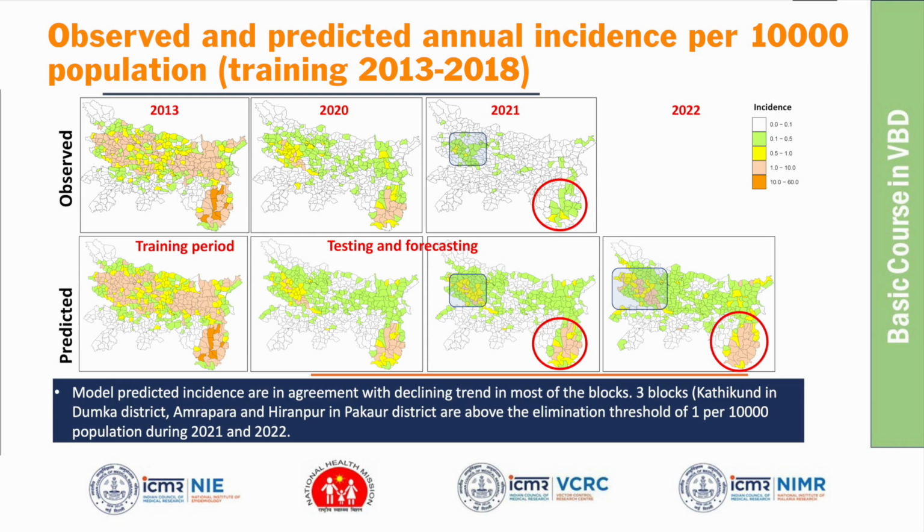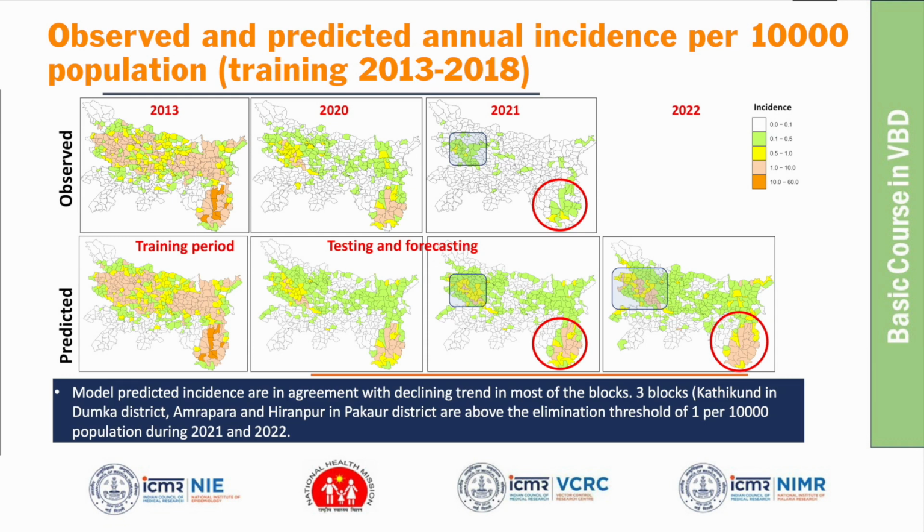That is, it will go up to 1 to 10 cases per 10,000 population in Jharkhand, whereas in Bihar, in some of the blocks, it is expected to be occurring. The three blocks, Kathikund in Dumka district, Amarapara and Hirapur in Pakur district, are above the elevation threshold of 1 per 10,000 population here.